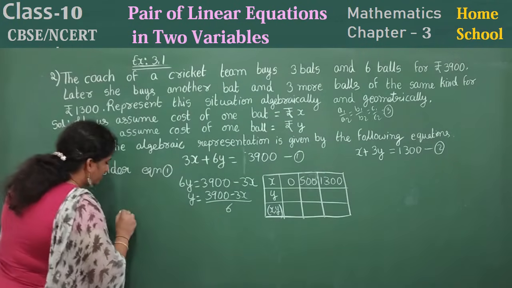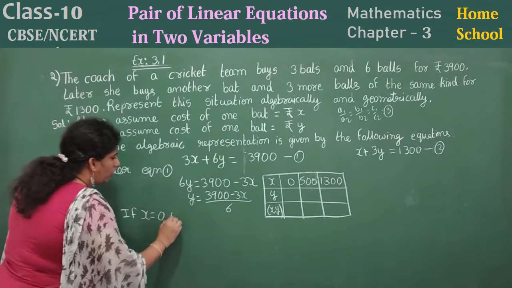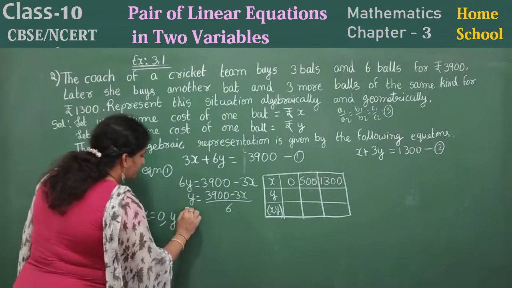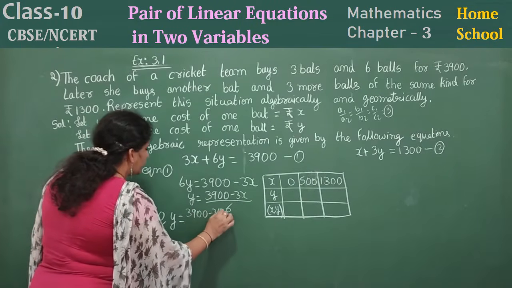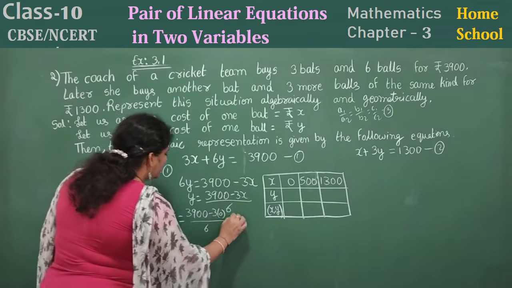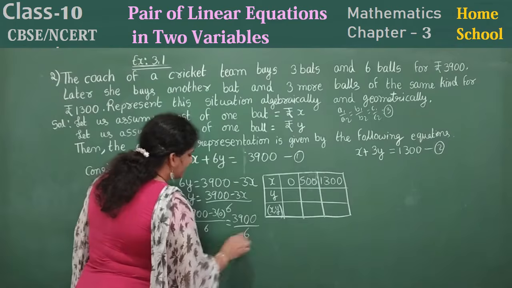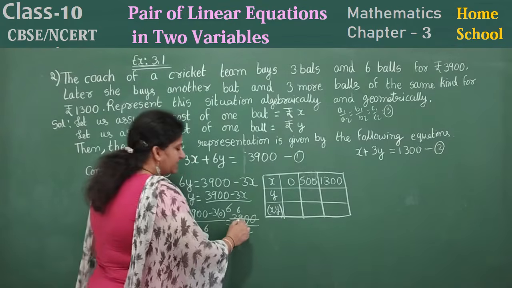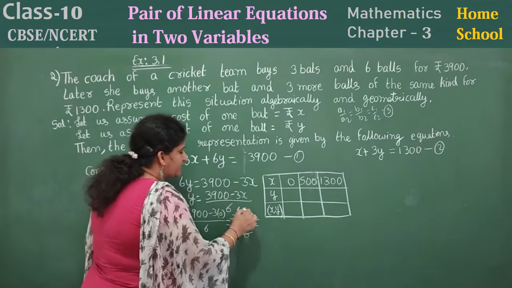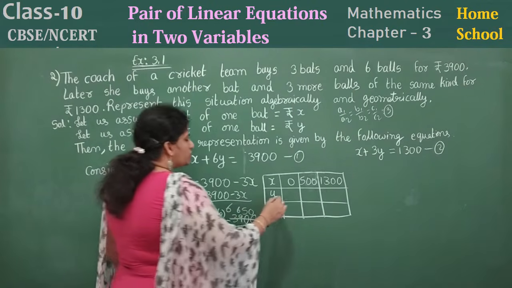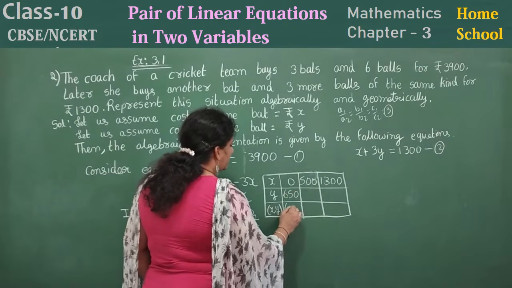Now let me solve for this. If x is equal to 0, y is equal to, in the place of x, please substitute 0, minus 3 into 0 by 6. 3 into 0 will be 0, 3,900 by 6. That will be 6 6 36, children. 3 will be left, 30, 6 5 is 30, 0. So what you got? If x is equal to 0, y is equal to 650.